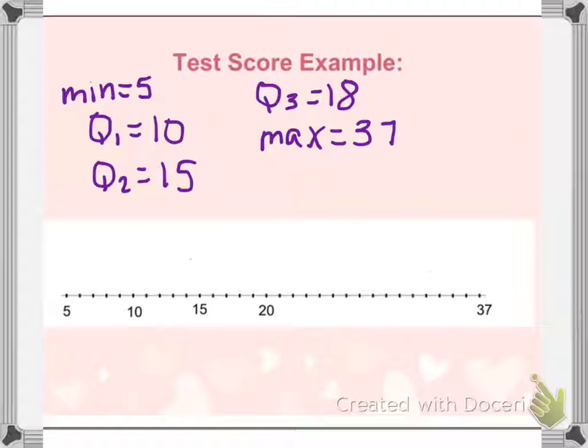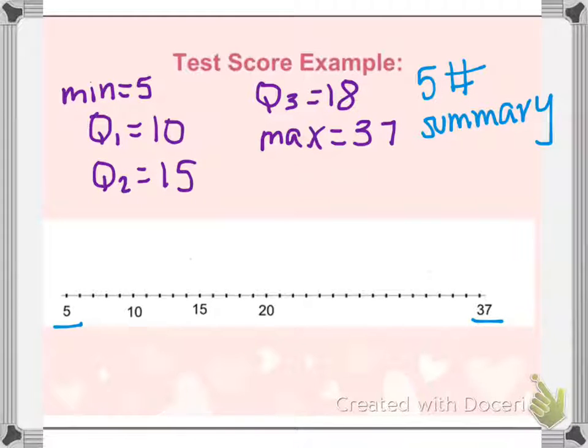So this is the data we've been working with this whole time. I already put the 5-number summary here. The minimum was 5. The Q1 was 10, Q2 was 15, Q3 was 18, and the maximum was 37. That's your 5-number summary, okay? I made a number line that spanned all of the data. So 5 was my lowest number, 37 was the highest, and it is a full number line including all the numbers in between my lowest and my highest.